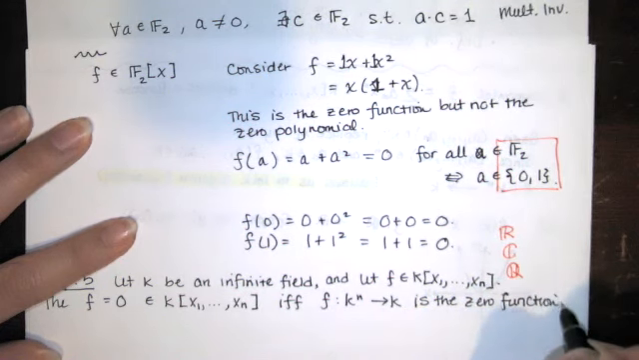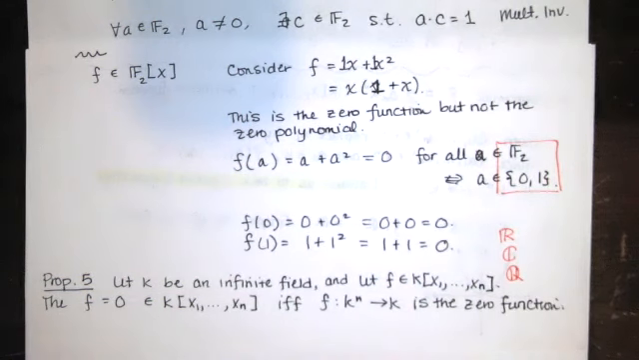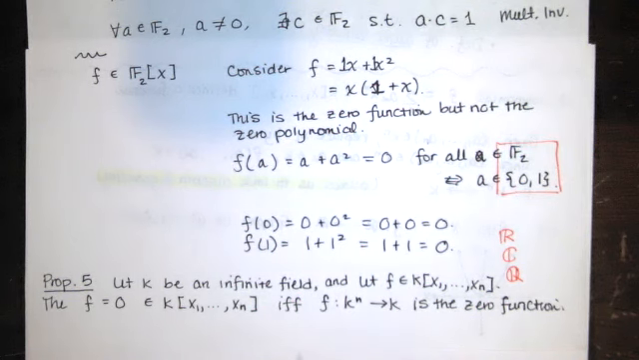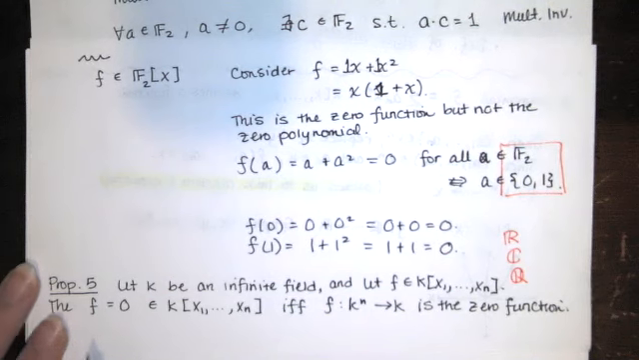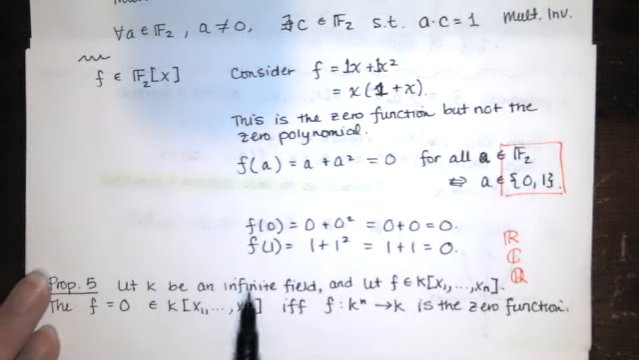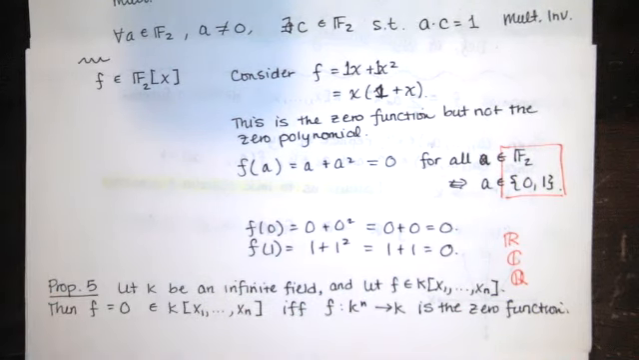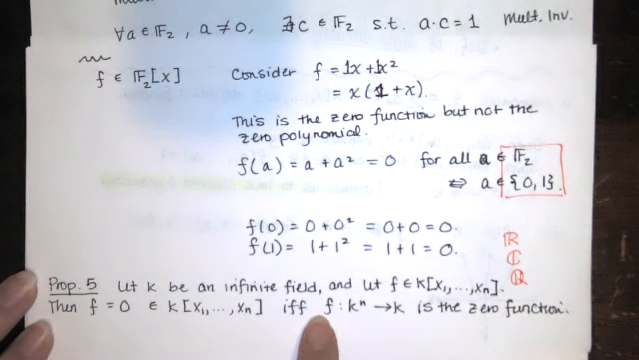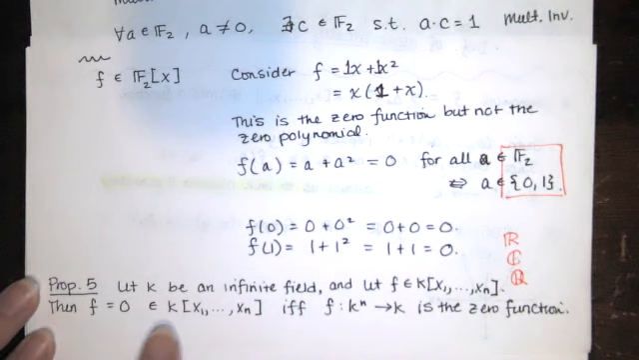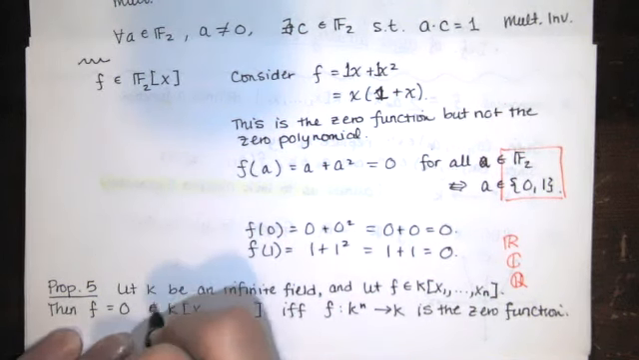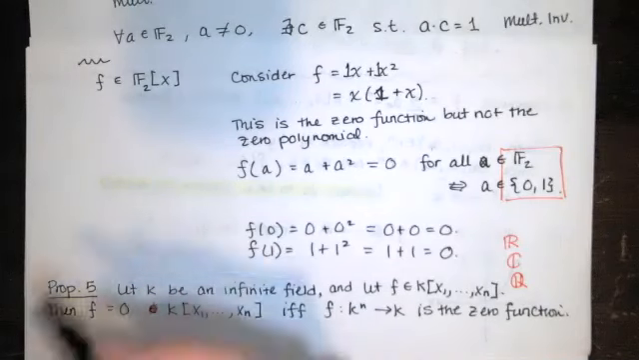Now, if you are new to logic, this "iff" with the two F's is not a spelling error. That just means that the implication goes both ways. So this is saying if K is an infinite field, then F equals 0 is an element of this set if and only if F equals 0 in this set.